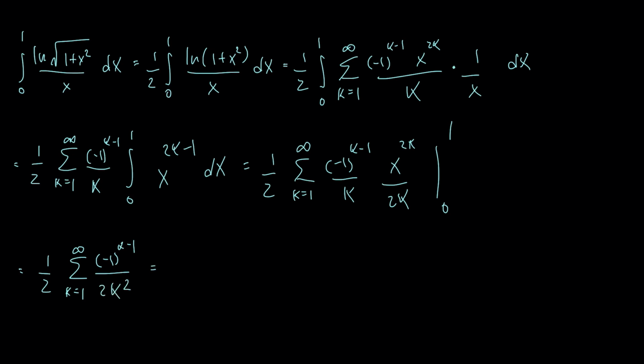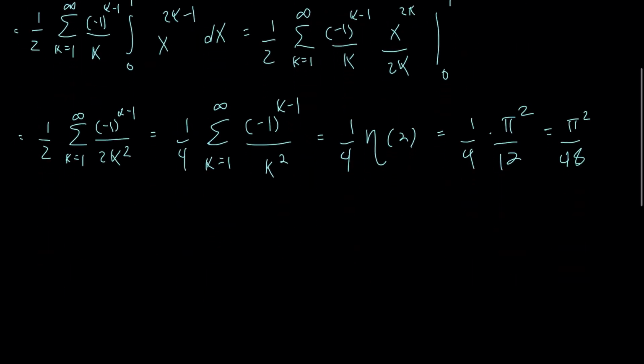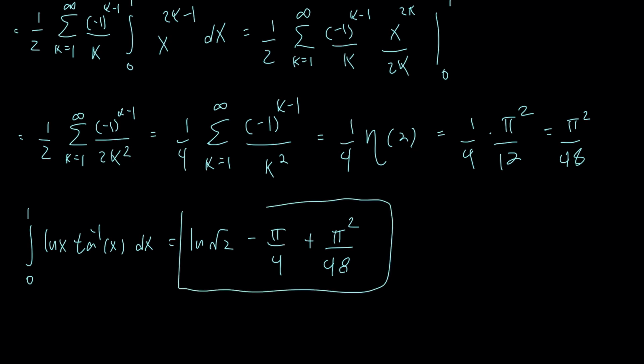We could bring down the 1/2 to the front. We have 1/4 the sum from 1 to infinity of negative 1 to the k minus 1 over k squared, which is 1/4 the eta function at 2, which is 1/4 times pi squared over 12, which is equal to pi squared over 48. So we have that the integral from 0 to 1 of the natural log of x times inverse tangent of x dx is the natural log of the square root of 2 minus pi over 4 plus pi squared over 48. And this is the final result.